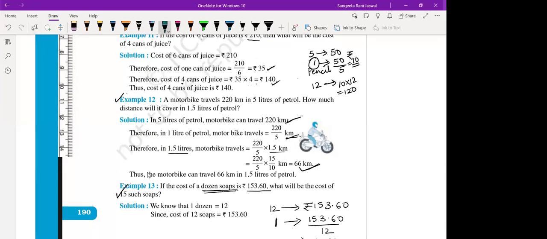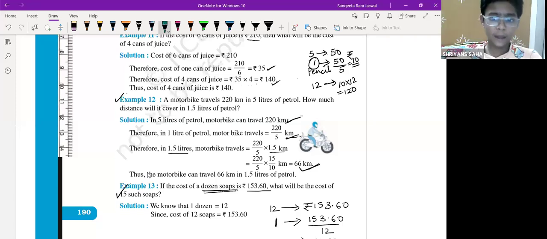See, a motorbike travels 220 kilometers in 5 liters of petrol. How much distance will it cover in 1.5 liters of petrol? So in 5 liters of petrol, the motorbike can travel 220 kilometers. So in 1 liter of petrol, how much will it travel? 220 by 5. And in 1.5 liters of petrol, it will travel this distance multiplied by 1.5 kilometers. This much distance it will move. Are you understanding? Yes, ma'am.